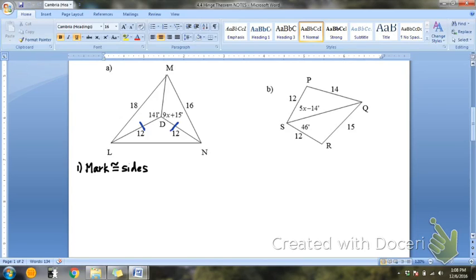And do you see a reflexive segment? Remember, reflexive is that they share a common side. Yes. Do you see that MD is reflexive? They share it. Okay, so let's mark MD congruent to itself. Okay. So now we have the 2 triangles on the sides is what we're looking at. All right, and look at these angles in between the 2 sides. So I have an angle that's 141, and I have an angle that's 9x plus 15. I have 2 angles, and each of them are in between the 2 sides. Do you guys see that? How the angles are in between the 2 sides on both triangles?